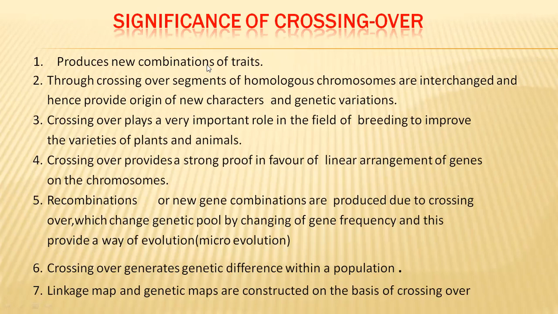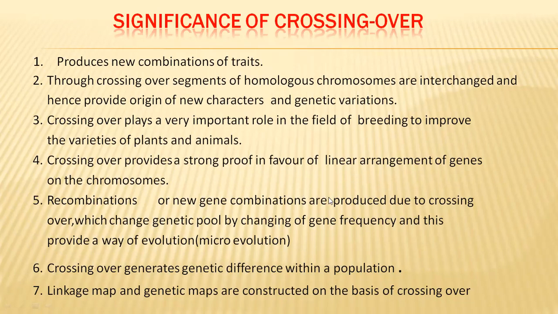Due to mutations also, new combinations may arise, but crossing over also has its part in producing new characters. Through crossing over, segments of the homologous chromosomes are interchanged, new characters will be seen, and they will bring genetic variations. And this crossing over plays a very important role in breeding experiments to produce new varieties of plants and animals. And it provides strong proof in favor of the linear arrangement of genes on the chromosomes.